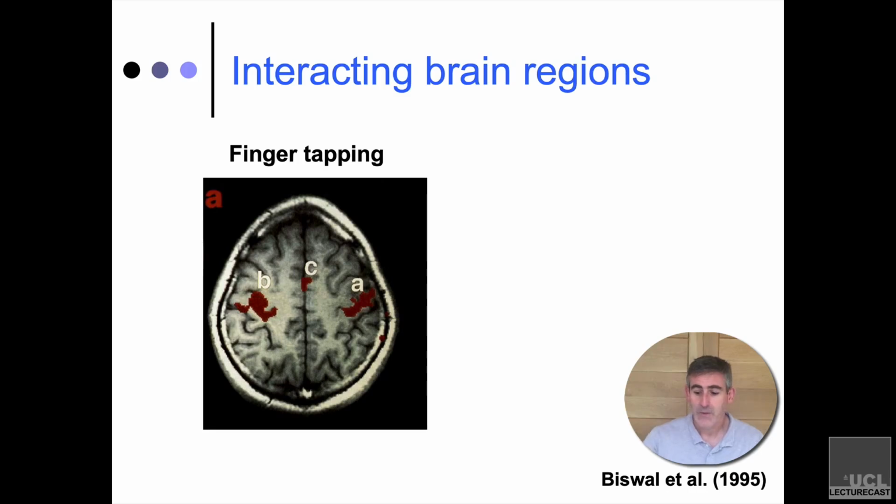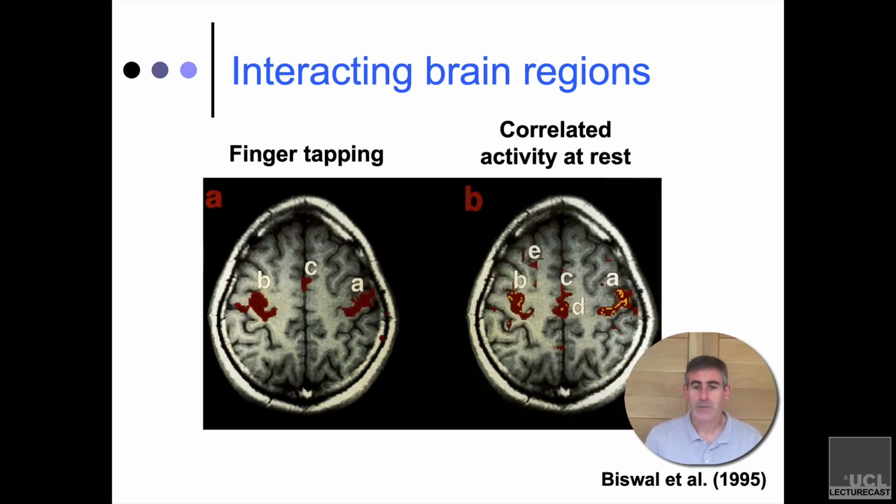What Biswal did that was super clever was he then got those same people to stop doing the task and just lie there at rest for 5 minutes. So this is a bit like a completely-doing-nothing kind of condition. And because it was the same people, he was able to say, look, I know in this participant where their primary motor cortex is because I could see it in the finger tapping condition. If I just go and get that part of the brain while they were lying at rest and ask, where are other parts of the brain that are active and changing over time in the same pattern as this?